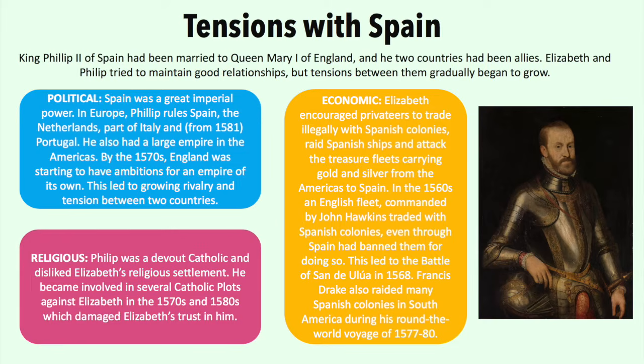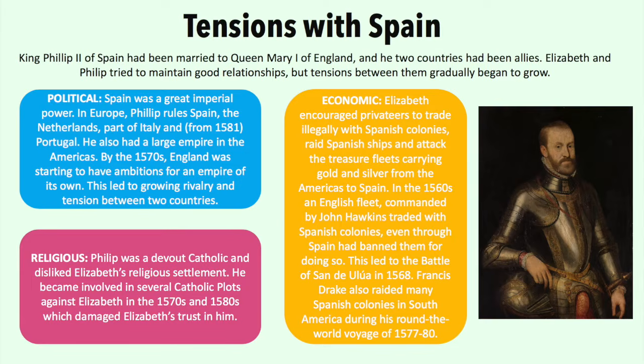Philip was a devout Catholic and disliked Elizabeth's religious settlement. He became involved in several Catholic plots against Elizabeth in the 1570s and 1580s, which damaged Elizabeth's trust in him. Elizabeth encouraged privateers to trade illegally with Spanish colonies, raid Spanish ships, and attack the treasure fleets carrying gold and silver from the Americas to Spain.